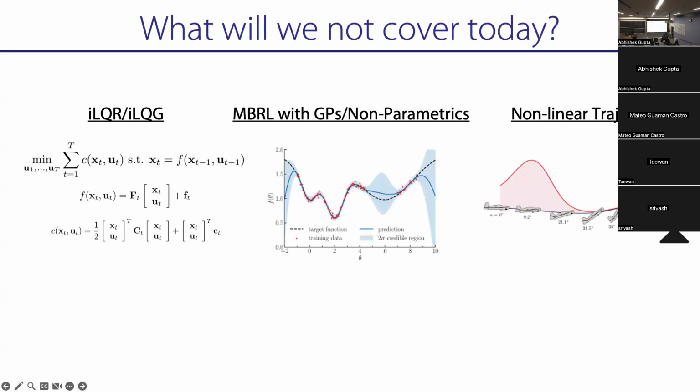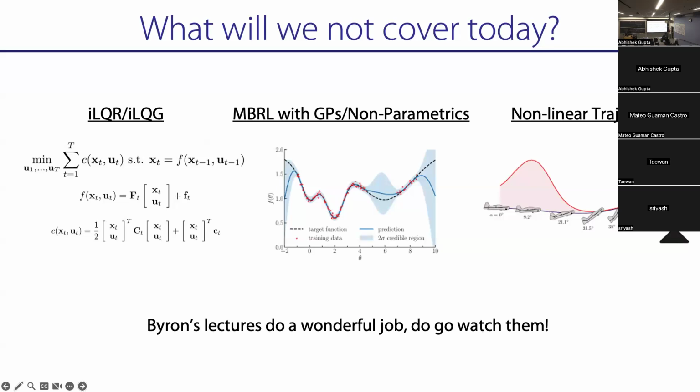And we're not going to cover techniques for nonlinear trajectory optimization. We're going to stick to mostly learned models and things like that. I recommend Russ Tedrake's underactuated robotics notes. They're very good for nonlinear trajectory optimization. Also watch Byron's lectures. I think they do a good job.